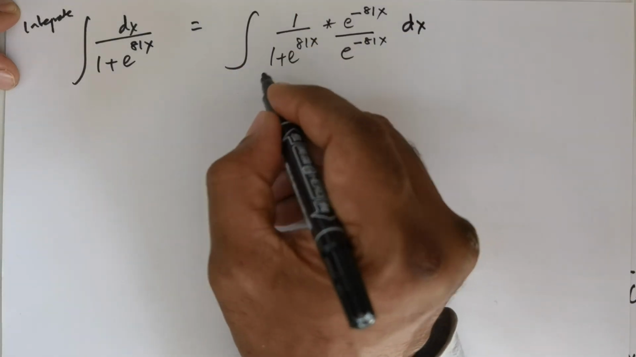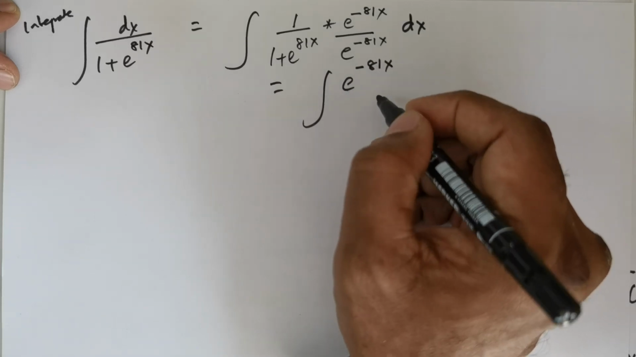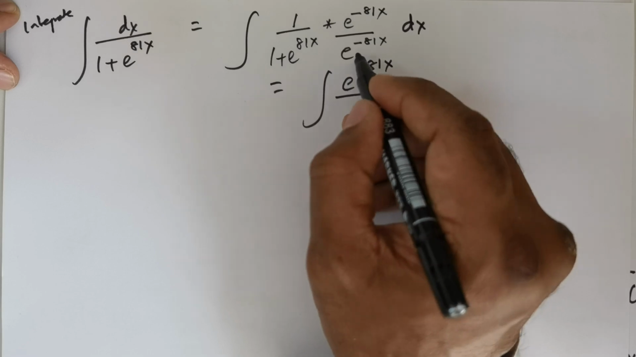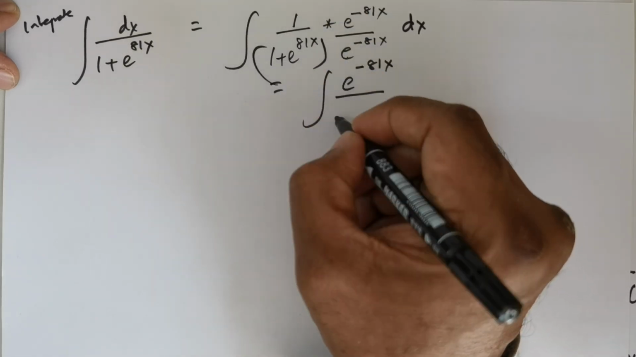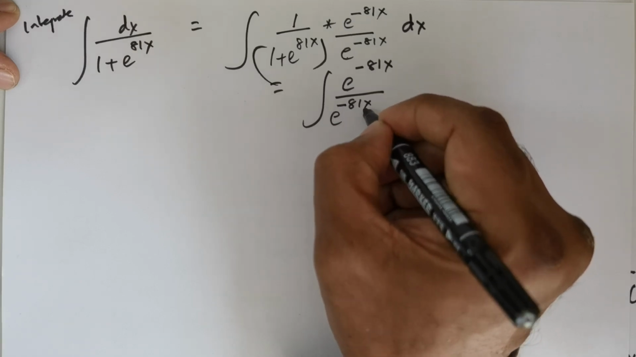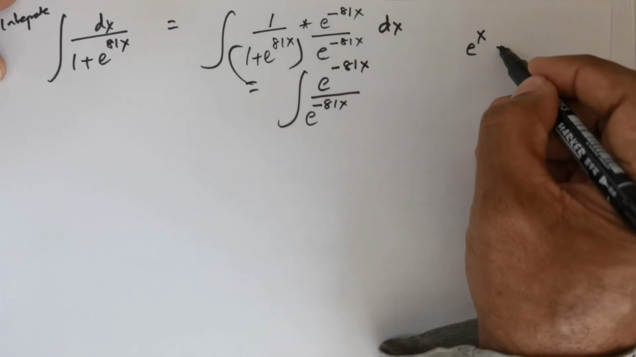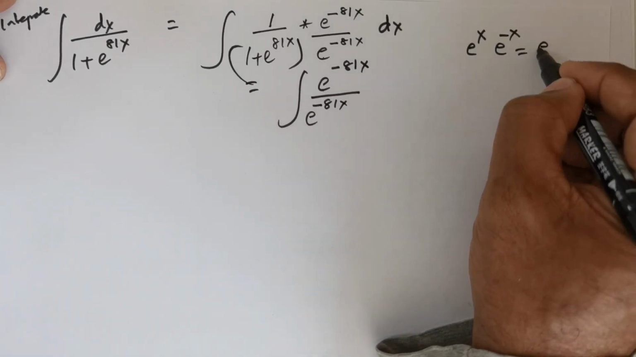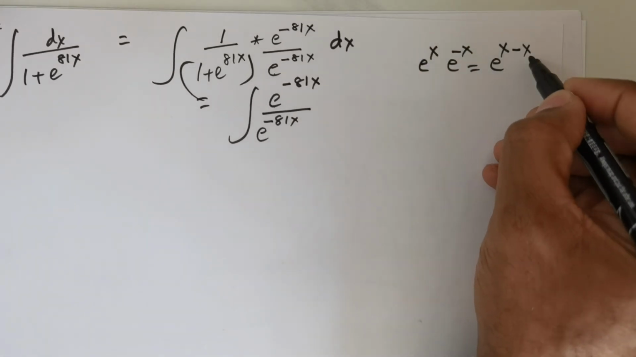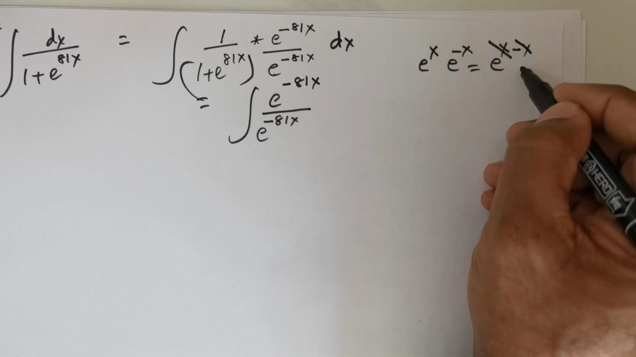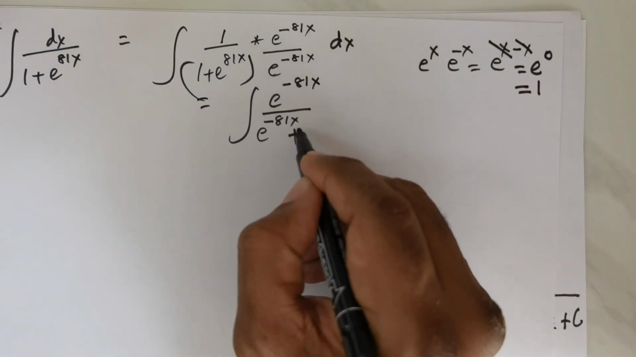Now, if you push it in, this is going to give you integral e raised to the power of negative 81x divided by, this is multiplied with e raised to the power of negative 81x. So this is going to give me e raised to the power of negative 81x. Now this is actually e raised to the power of x multiplied with e raised to the power of negative x, which is nothing but e raised to the power of x added with negative x. Positive x, negative x gets cancelled, giving you e raised to the power of 0, which is nothing but 1. So you will have a 1 there.